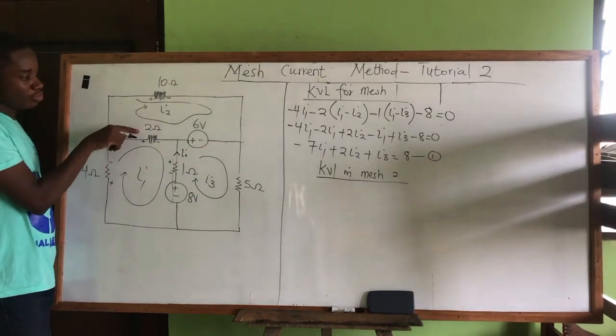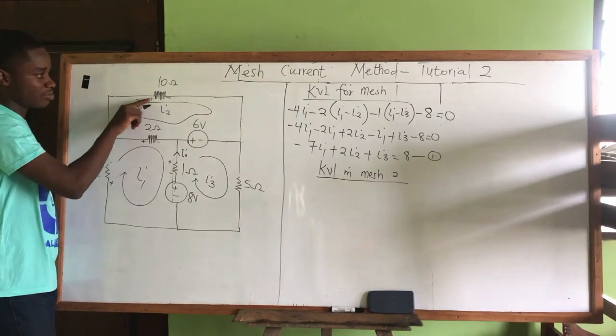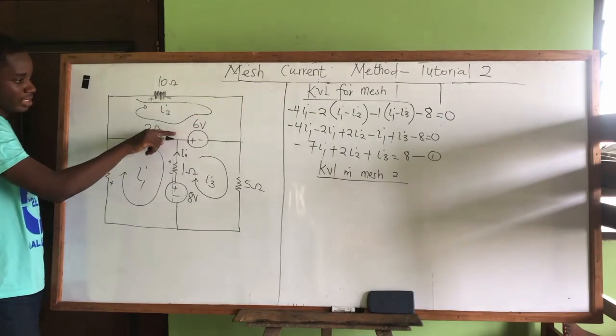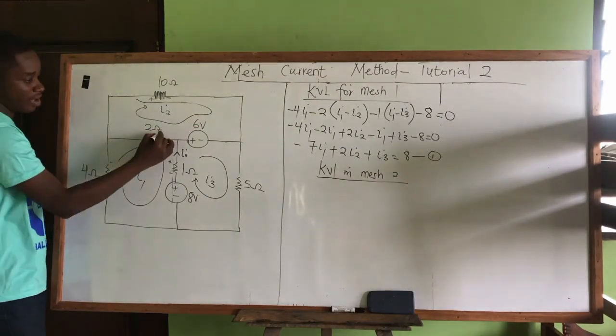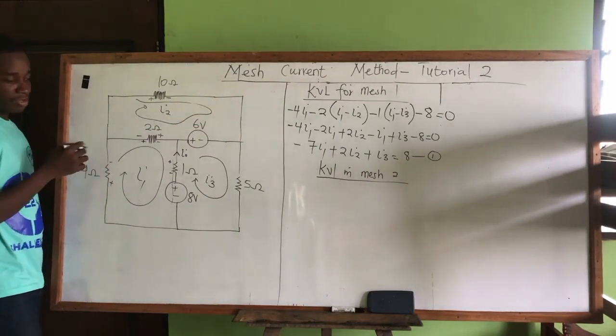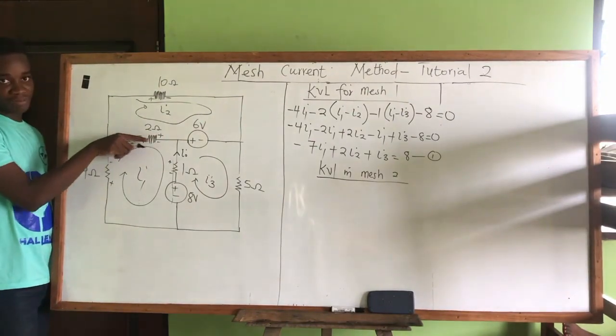The current through the 2: where is it starting from? It is moving in this direction, so it will enter the 2 here, then leave here. So we have our plus, minus. You can see this plus minus is different from this plus minus.